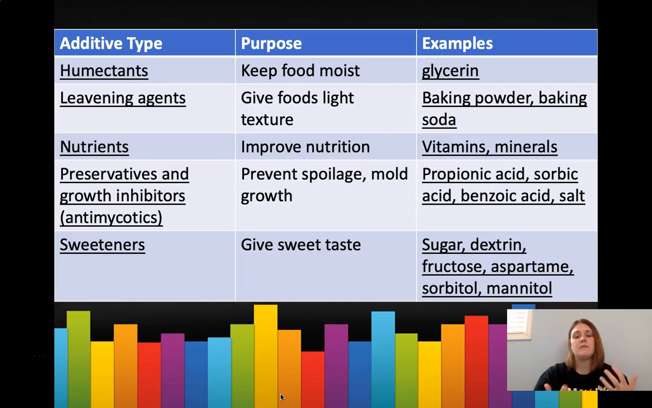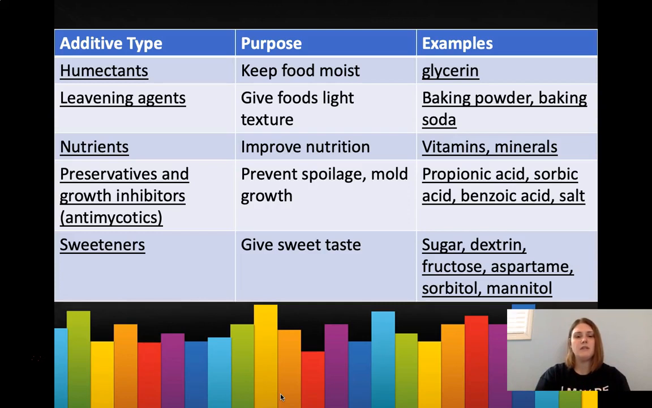Nutrients. We've talked about this with our vitamins and minerals notes, but we can add different minerals and vitamins into foods to help make them healthier, or make sure that the general public is getting things that they don't normally get. So vitamin D to milk, because vitamin D helps you absorb calcium. We can also add things like iodine to salt.